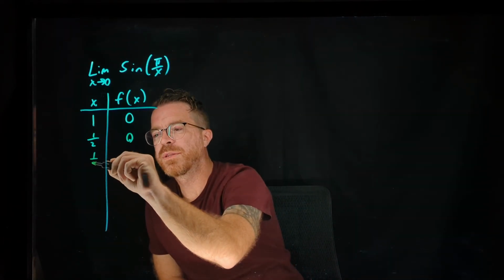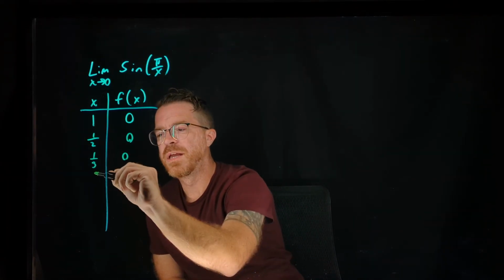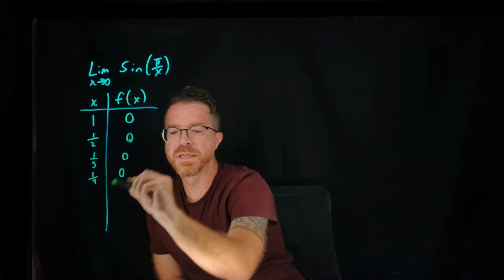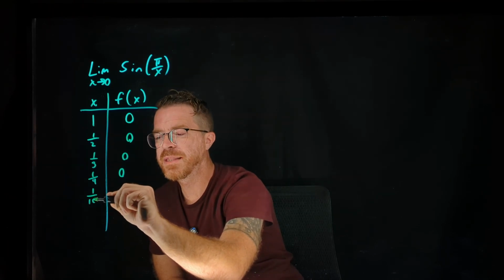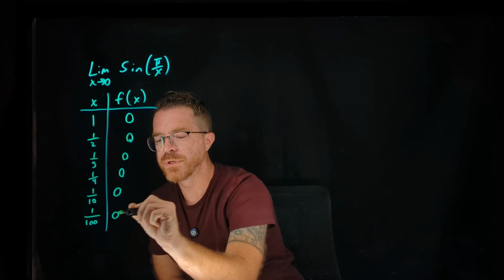Well, what about if I did 1/3? It would be the same thing. In this case, it would be the sine of 3 pi, which is equal to 0. If I did 1/4, it would be equal to 0. If I did 1/10, it would be equal to 0. Or even if I did 1 over 100, it would equal 0.